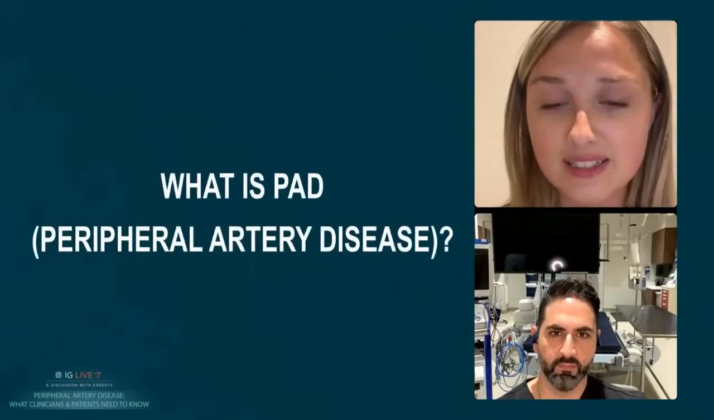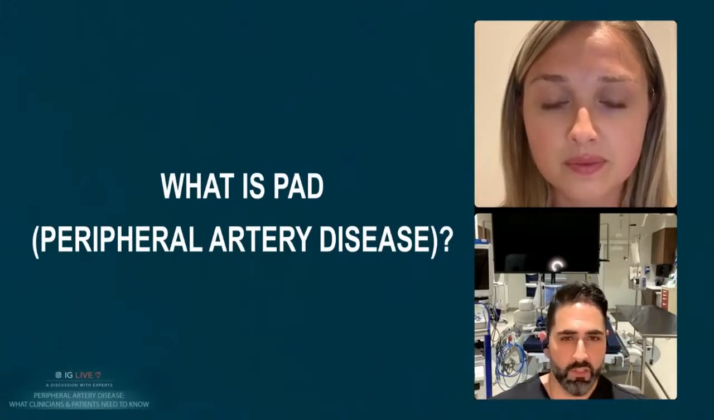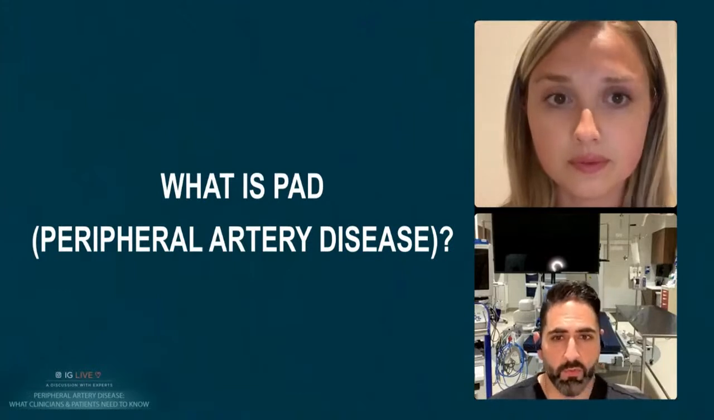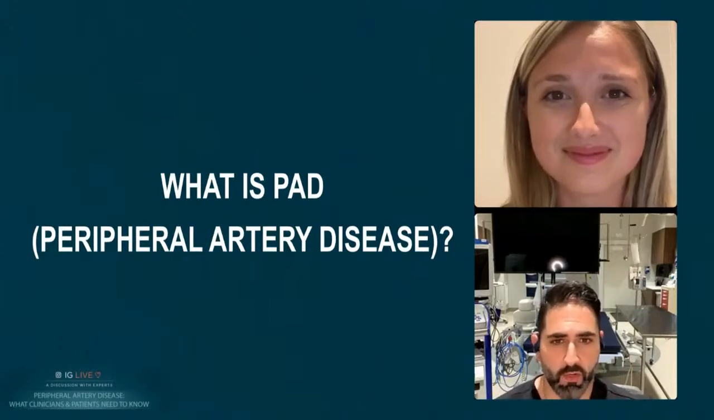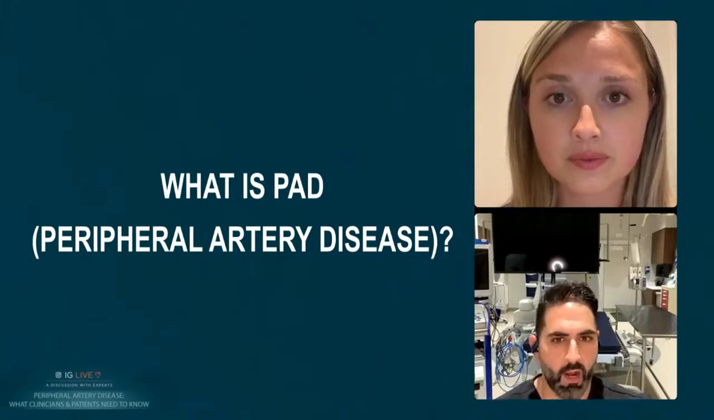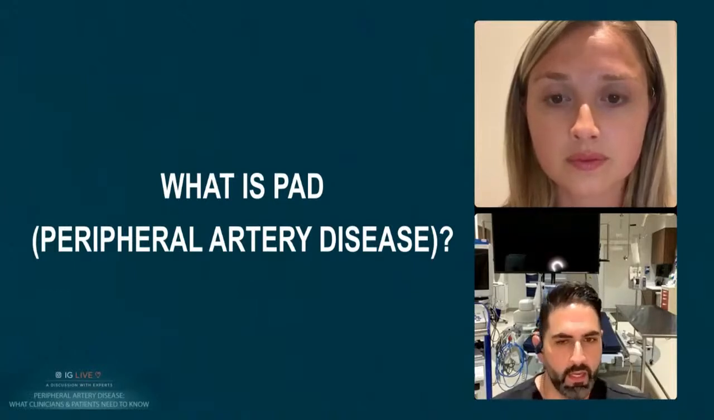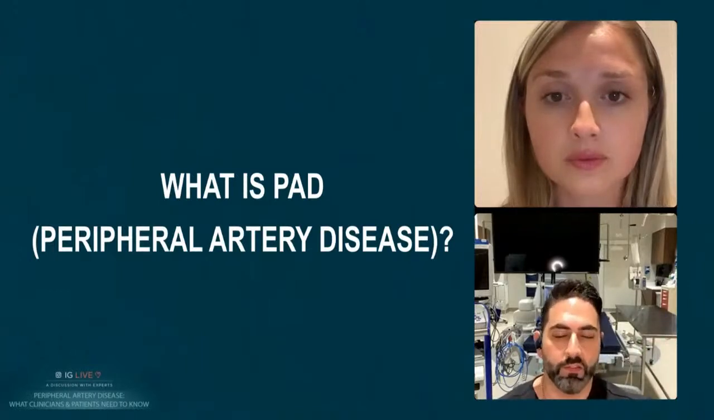To get started, the simple question, what is PAD? PAD, Shannon, stands for peripheral arterial disease, which is the same thing as PVD, which is peripheral vascular disease. And in medicine, we love to confuse people and use two different acronyms to describe the same disease process. But essentially, it's blockage or atherosclerosis in any of the arteries outside of two areas. The heart, because that has its own name known as coronary artery disease, and the brain, which has its own terminology known as cerebrovascular disease.